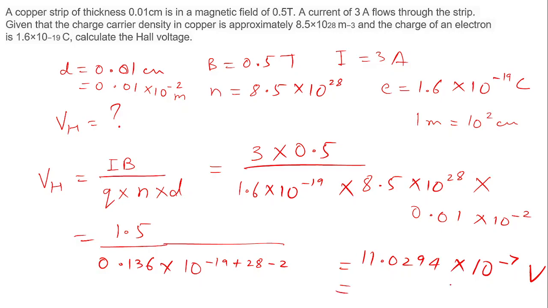If we want to write in microvolt, then we can write it like this. If I shift the decimal point, it will be 1.10294, and this will be 10 to the power minus 6 volts. We can also say this is 1.1 microvolt. The correct answer will be 1.1 microvolt, or we can just leave it like this. If there are some options, then we can finalize our answer accordingly. So this was one question.